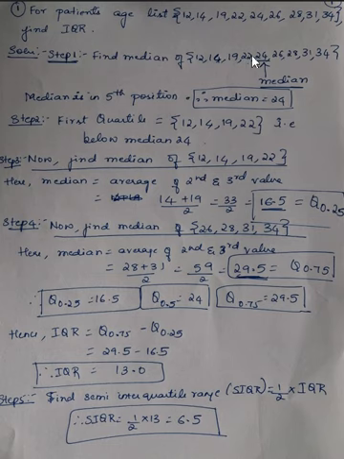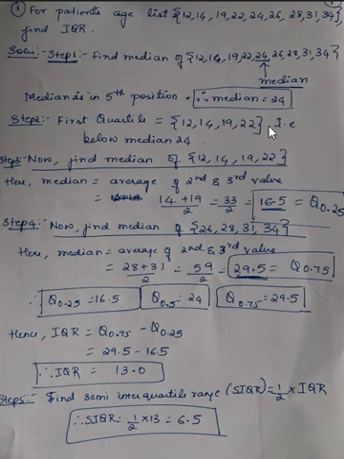Now step 2 is, all the values before this median are the first quartile, all the values after this median are the second quartile. So first let's select the first quartile, that is 12, 14, 19, 22, and in the first quartile let's try to find the median.